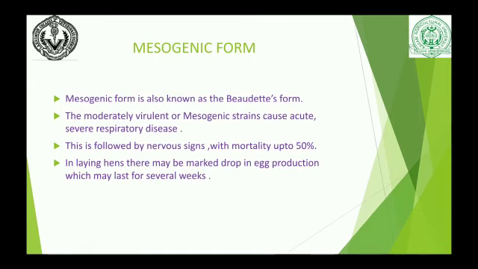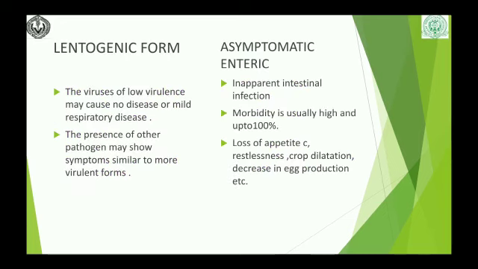Mesogenic form. Mesogenic form is also known as the Budet's form. It is slightly less virulent than the velogenic and neurotropic forms, but mortality may reach up to 50%. Egg production is dropped in this form. Then the lentogenic form.